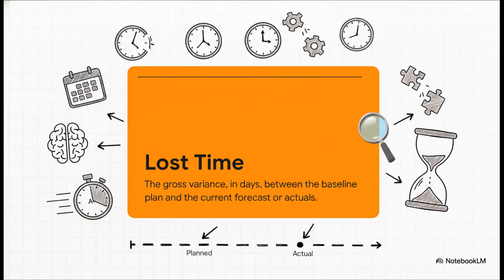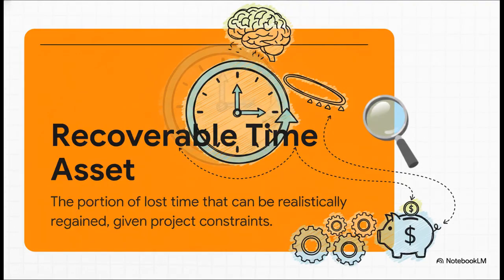So first, let's be really clear about what we're hunting for. Lost time is simply the gap, measured in days, between where you planned to be and where you're actually forecasted to end up. Simple as that. Now, here's the real game changer. A recoverable time asset is the piece of that lost time that you can realistically claw back if you take the right actions. It's not some imaginary number anymore, it's a tangible, gettable target.